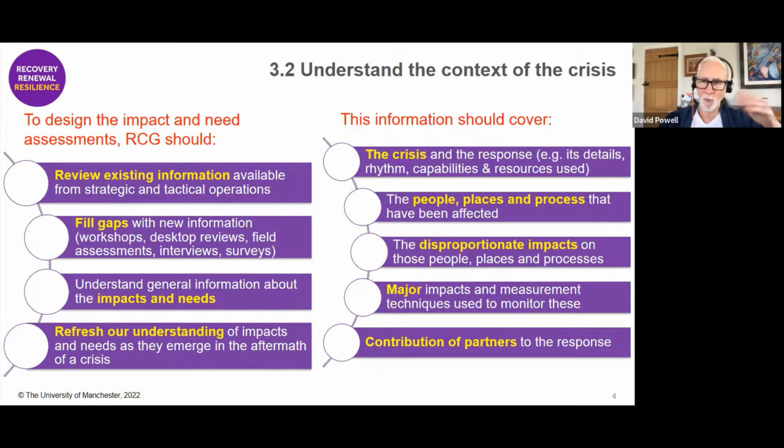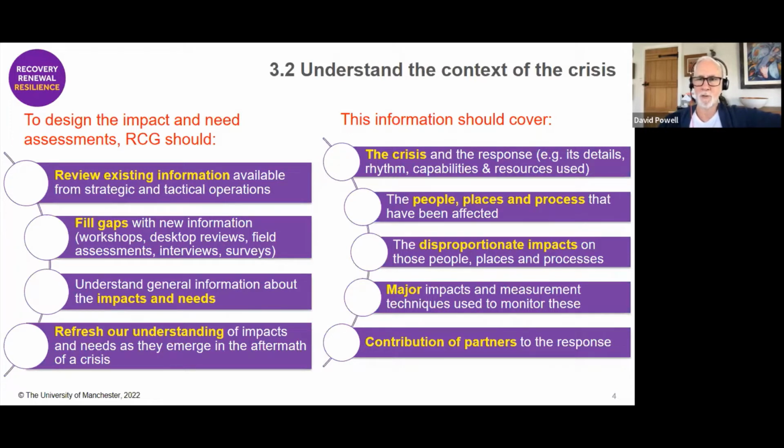Do we have information on a general basis about impacts and needs? Do we need to really hone in on what we think might have been more disproportionately affected, for example? Or do we simply need to refresh our understanding of what actually emerged during the immediate aftermath of the crisis? But the information most certainly should cover the crisis itself and the response.